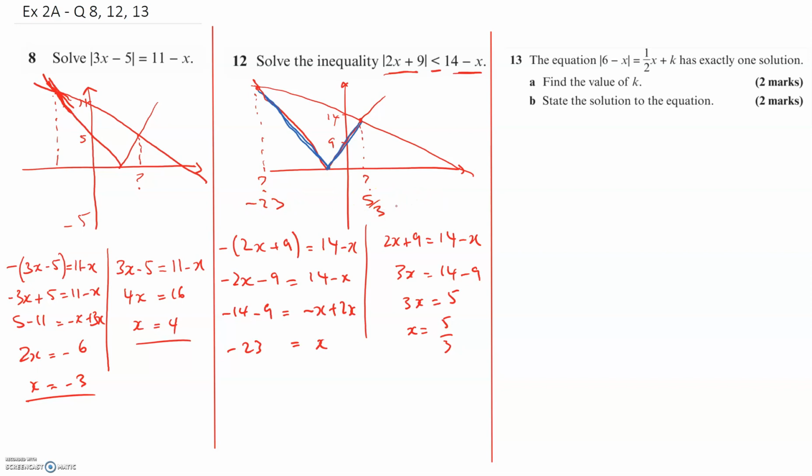The blue bit of this graph is the solution to the inequality. So it's any value between these two things. So that is my solution to the inequality.